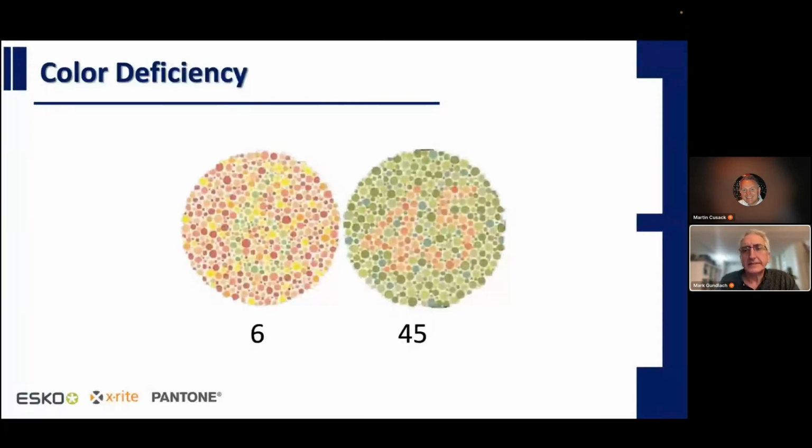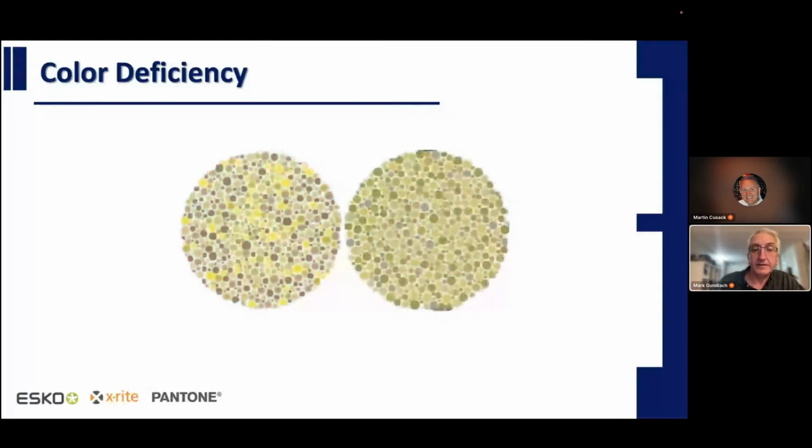The way these work is that you've got red dots and green dots here, okay? And someone that has what they call red-green deficiency wouldn't see a difference between those. They'd all look the same. Now, for those of you that have cones working properly, you would be able to decipher the difference between those two. This is what it would look like if you had a red-green deficiency.